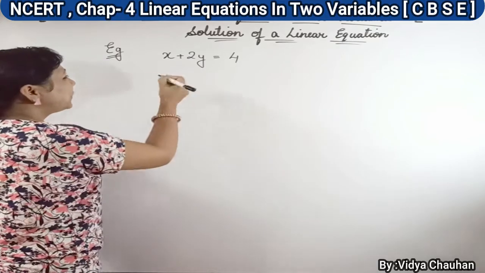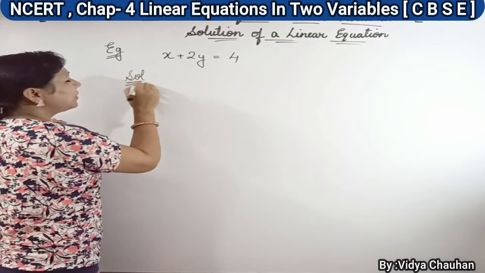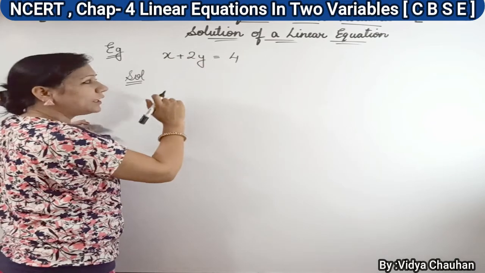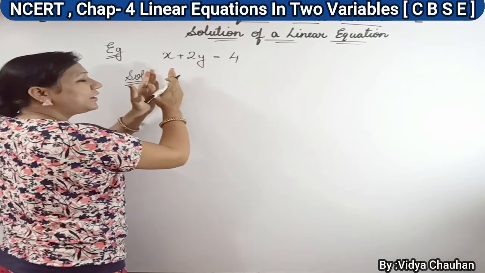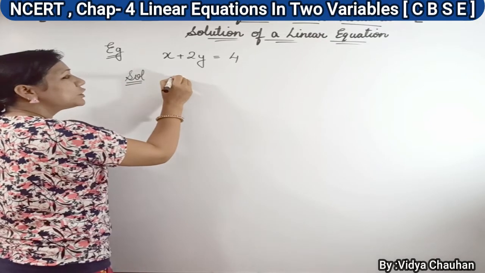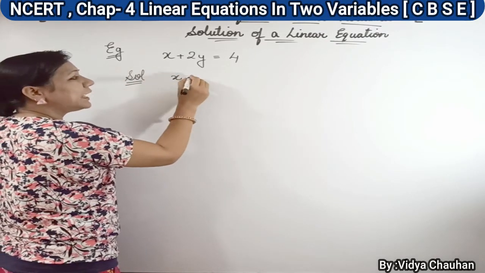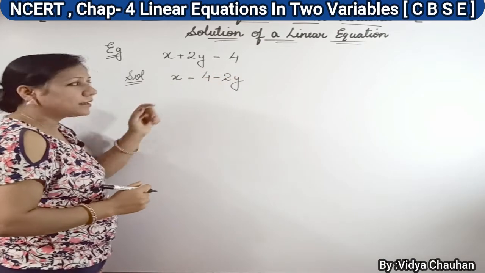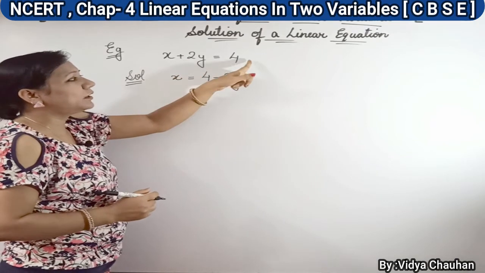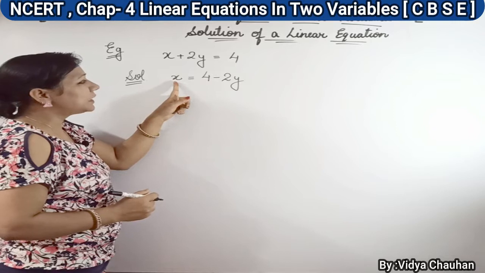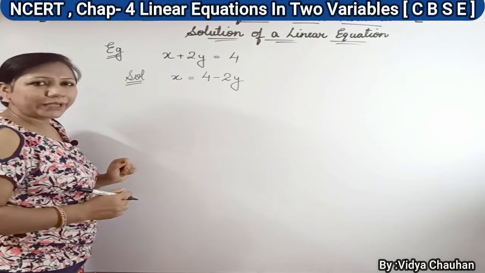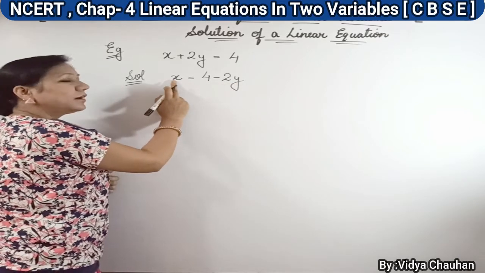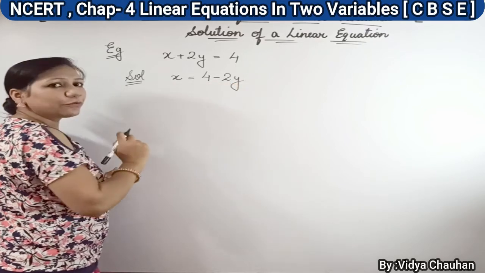So to find its solution, first write the equation in terms of one variable, that is, only one variable on the left side and shift all the other terms to the right hand side. I can write this equation as x equals 4 minus 2y. Correct? I have shifted the plus 2y to the right hand side. Now we need to find different values of x for different values of y.